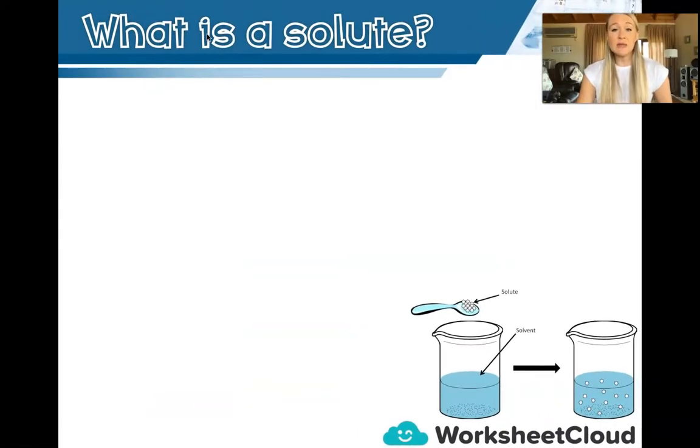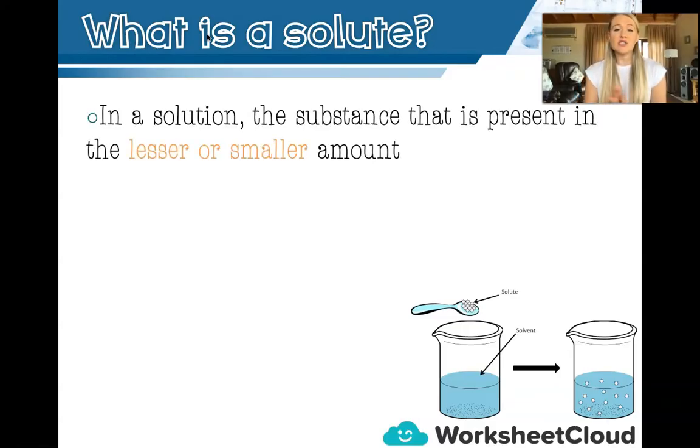Okay, now specifically I'm going to start off with the solute, which is what I just showed you with the sugar. The solute is always the substance in a solution that is present in the lesser or smaller amount. So when you have a solute and a solvent, the substance that is in the smaller quantity will always be known as the solute. If, for example, this was the other way around and I had more sugar than water, then it would be a little bit different, right? But in this situation, the solute is always in the smaller amount, okay?